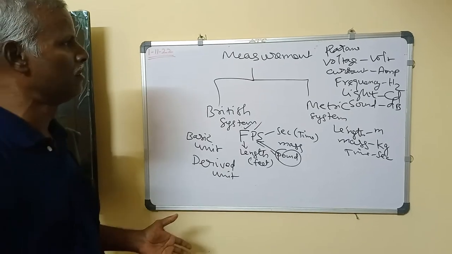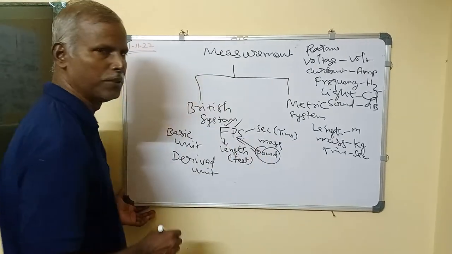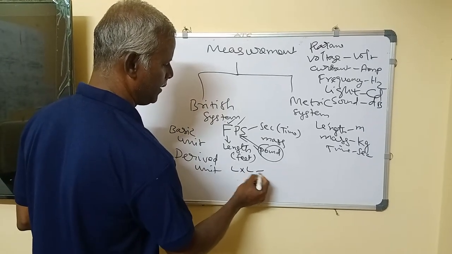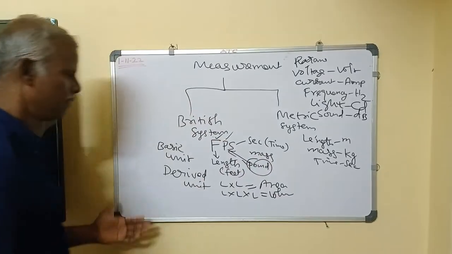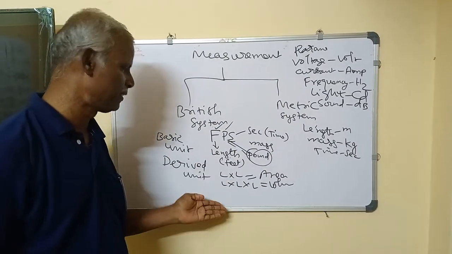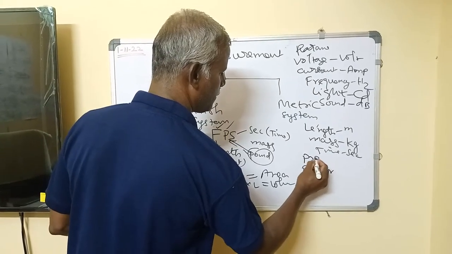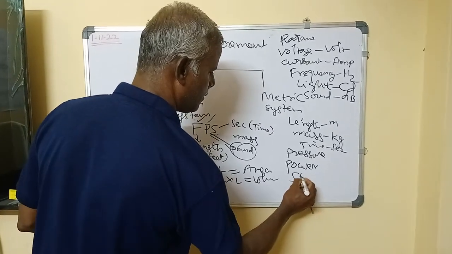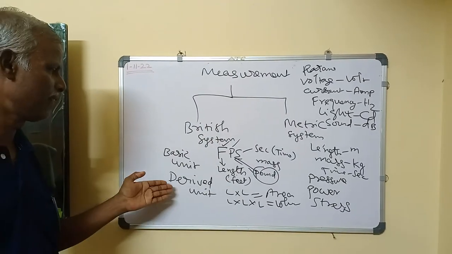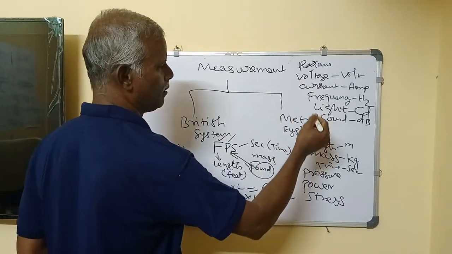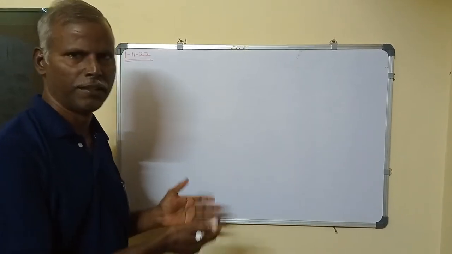What is a derived unit? Derived units are multiples of these basic units. For example, length is a basic unit, but length into length is area. Length into length into length is volume. Like that, derived units come. Pressure, power, stress, these types of parameters are under derived units. Now we understand measurement, basic units and derived units.